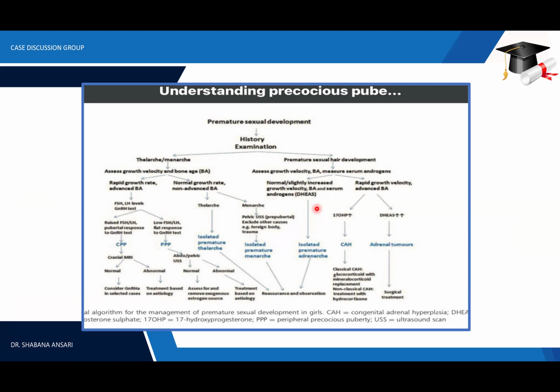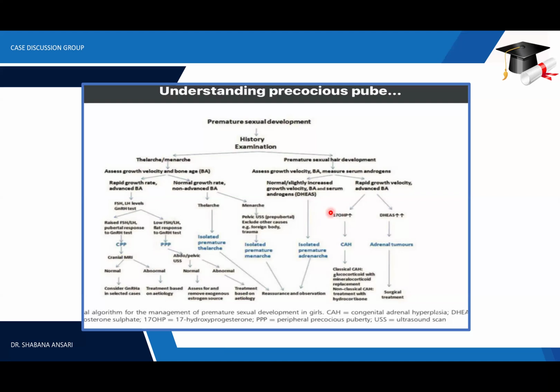And there is some evidence that isolated pubarche or adrenarche is seen more commonly in premature babies or babies who were SGA, small for gestational age, and even in obese patients, because we know there will be insulin resistance and sometimes androgen excess.